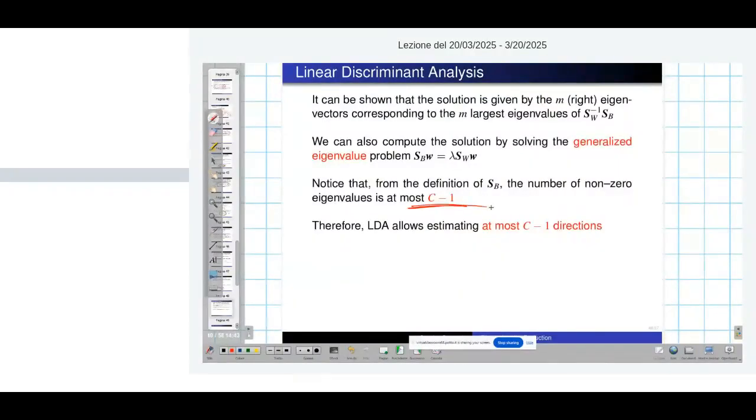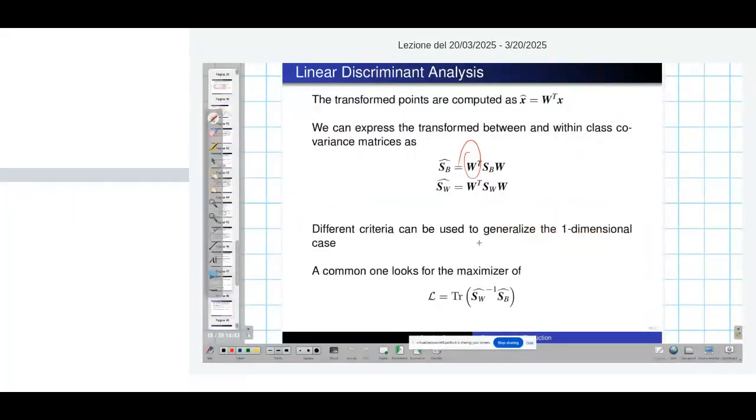We have said we can identify at most C minus 1 directions because of the definition of the between-class covariance matrix, which has at most C minus 1 non-zero eigenvalues. So we can identify only C minus 1 directions for which the corresponding eigenvalue is non-zero. All the other directions would correspond, from the point of view of the LDA criterion, to directions where there is no separation between the classes. So these are irrelevant directions. You can find as many as you want, up to the size of the original space, of course, but from the point of view of LDA, those are all irrelevant directions.